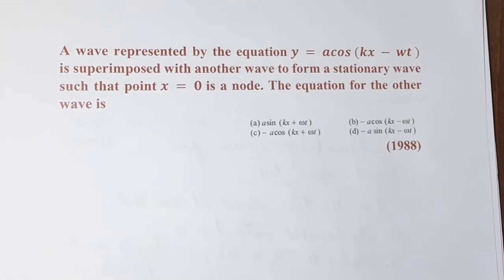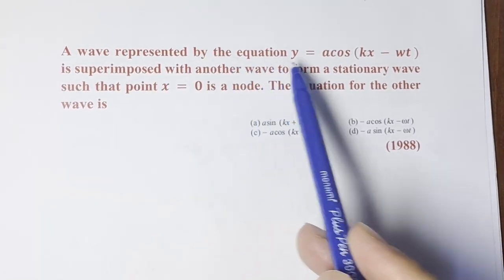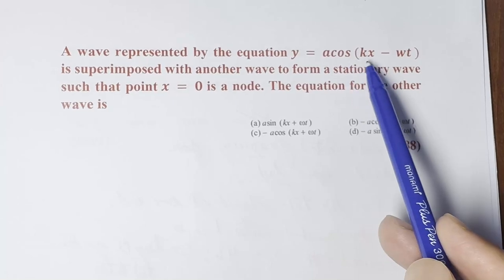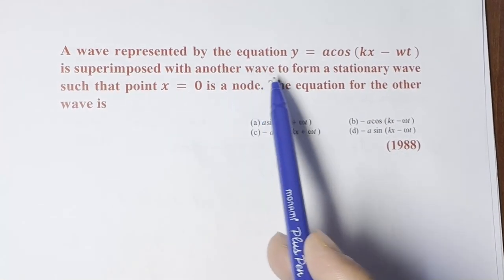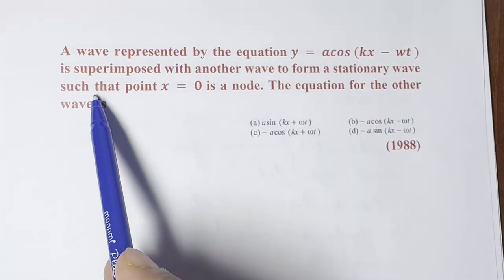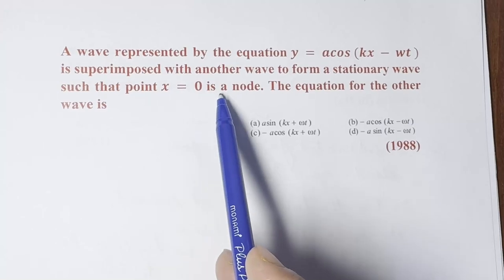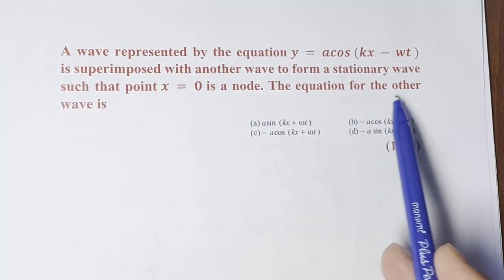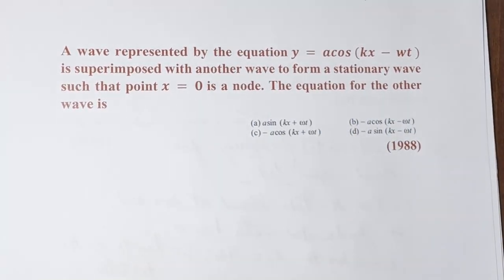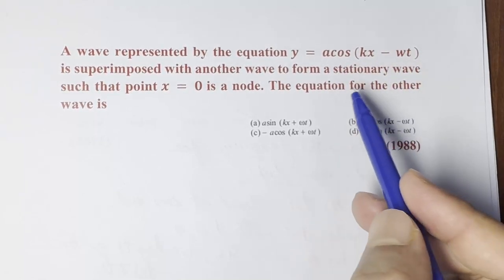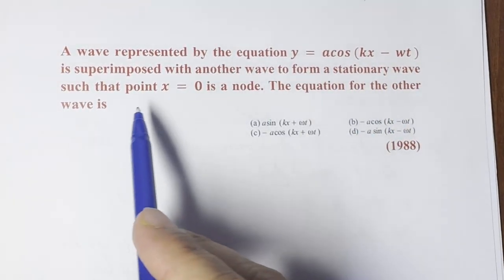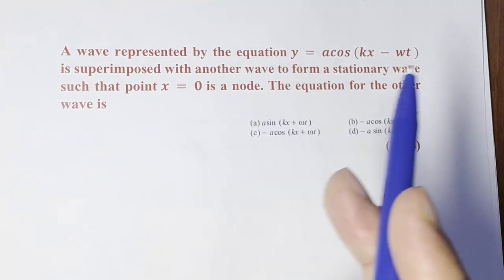Hello friends, in today's question, a wave represented by the equation y equals a cos of kx minus omega t is superimposed with another wave to form a stationary wave such that the point x equal to 0 is a node. The equation of the other wave is, so we have to find out the equation of the superimposed wave with respect to this particular equation such that we form a stationary wave and the point at x equal to 0 is a node.